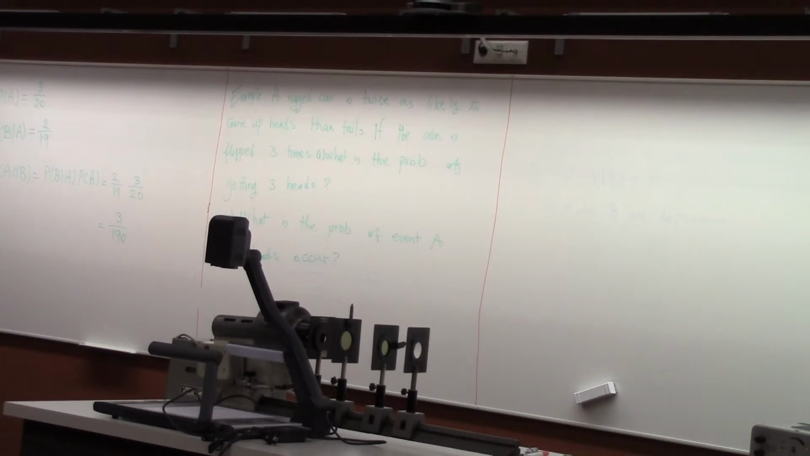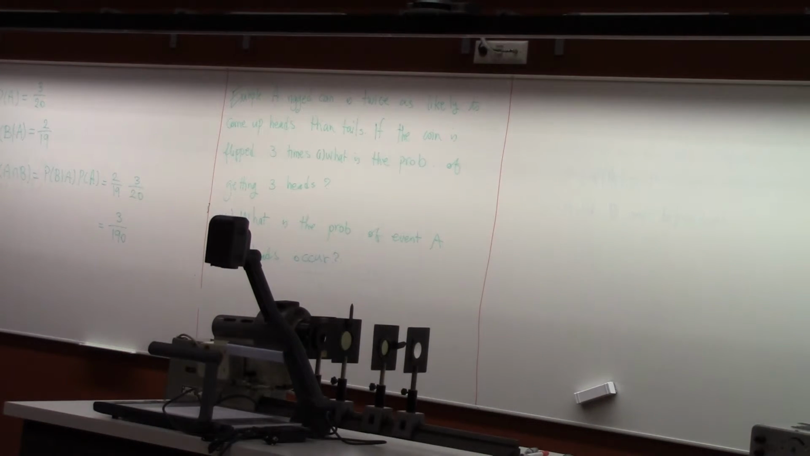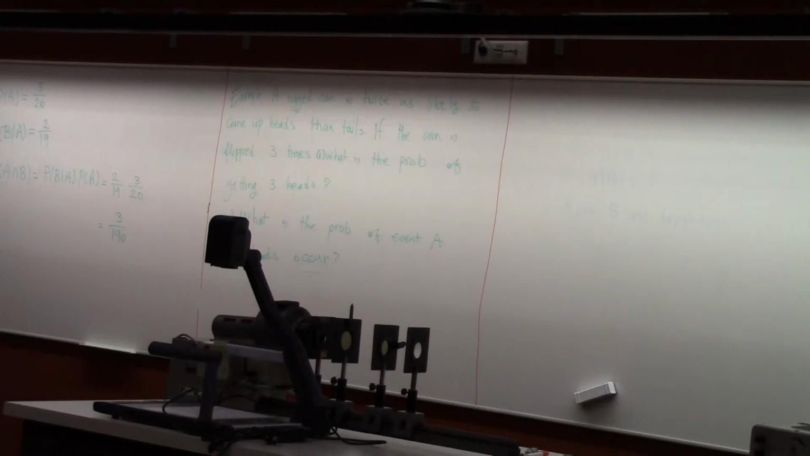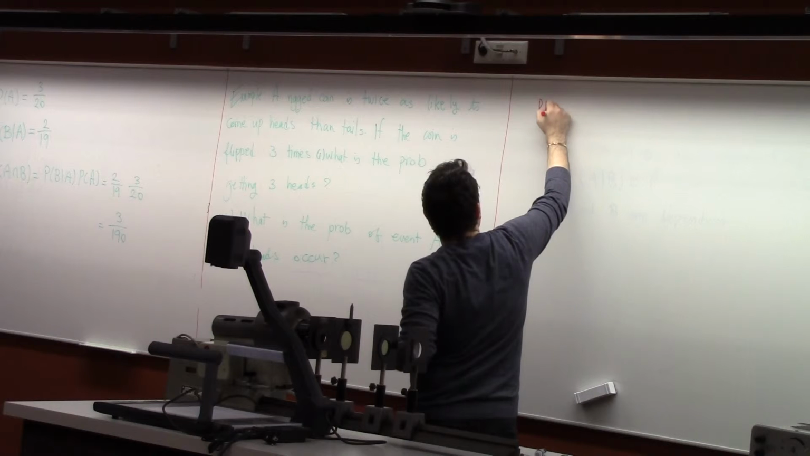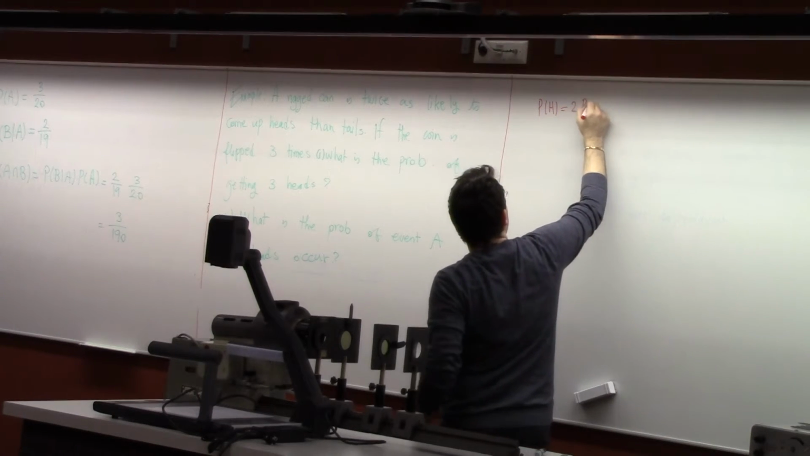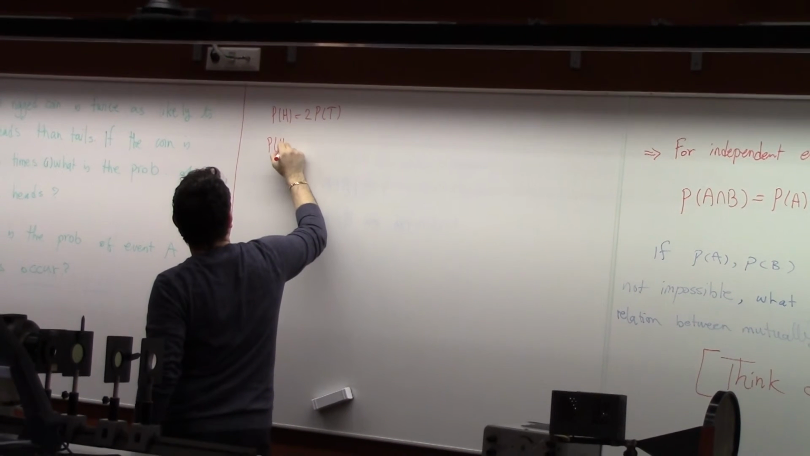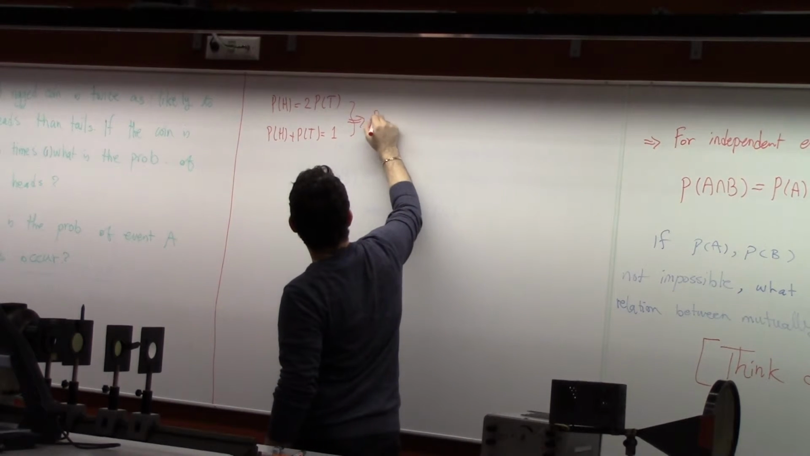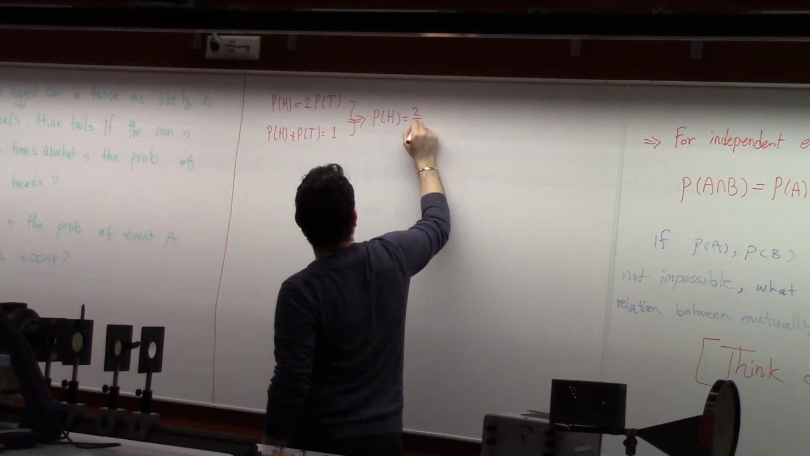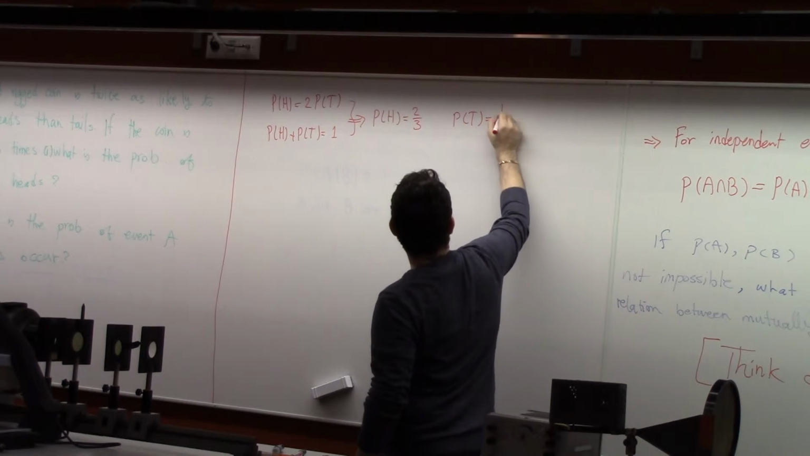First, tell me what is the probability of head, what is the probability of tail? For this biased coin, we know that probability of head is twice the probability of tail. And we know that the probability of head plus the probability of tail is equal to 1. So we understand that the probability of head is 2 over 3 and the probability of tail is 1 over 3.